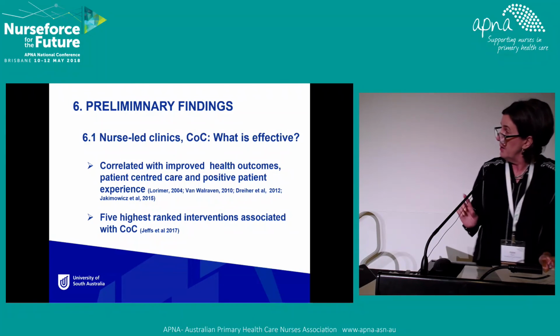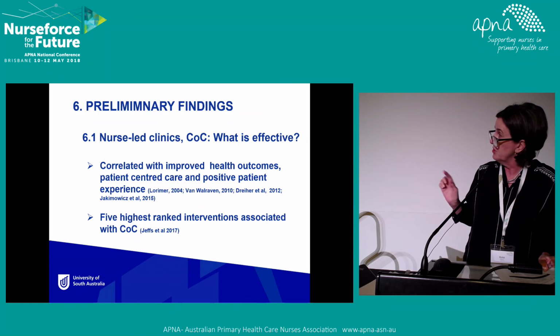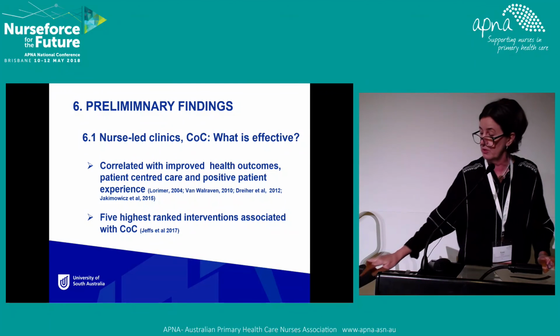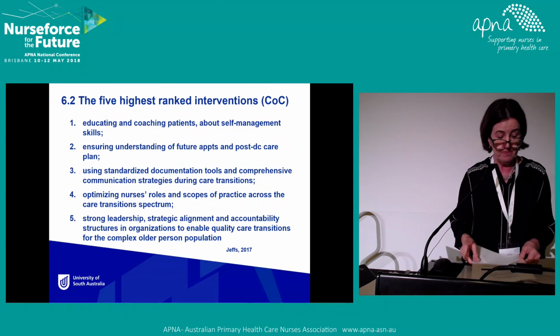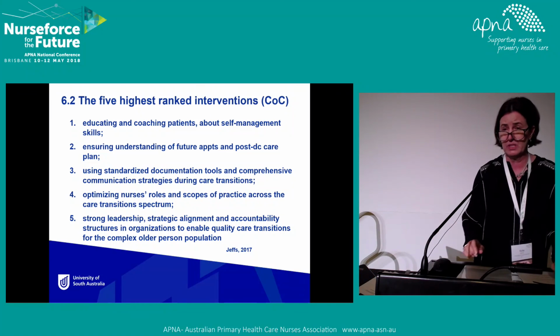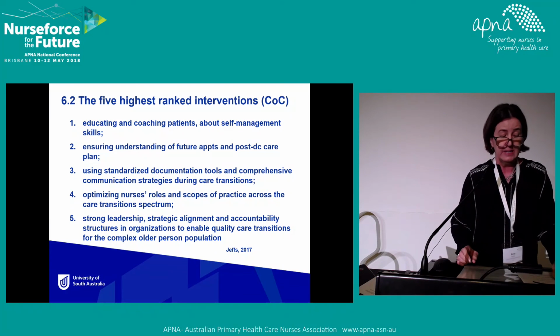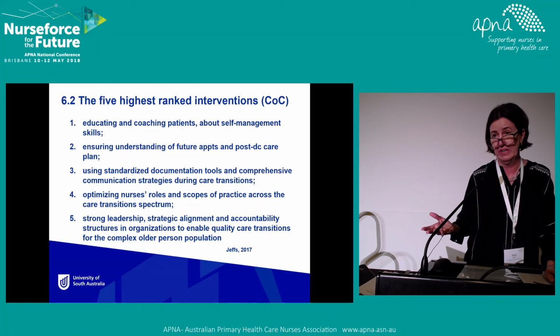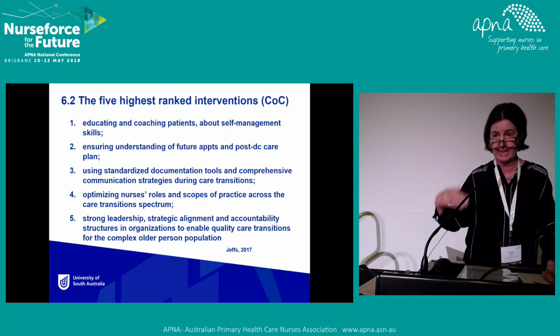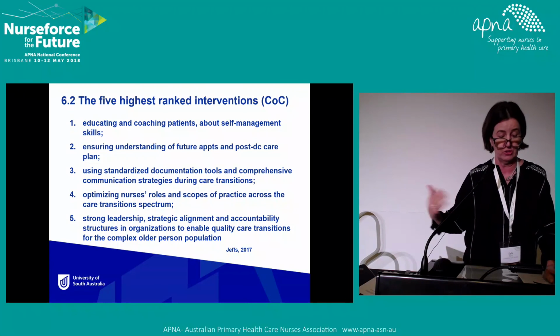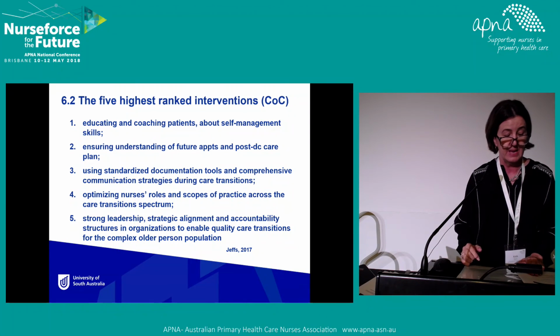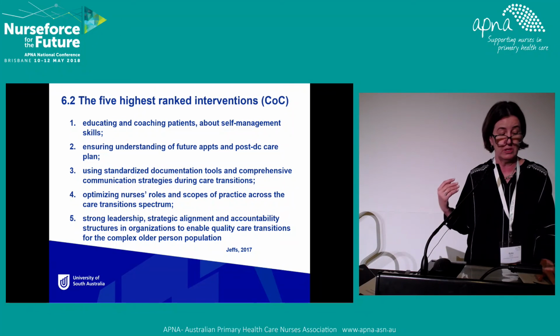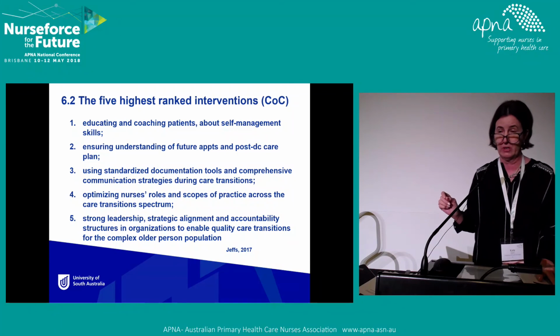Following on from that, Jeff's article found that 5 of the highest ranked interventions associated with continuity of care were, no surprise, all of these sorts of things that practice nurses do, such as educating, coaching, and motivational interviewing. The communication is really important. Patients rank it as number 1, that you understand their individual needs and can feed back to them what it is, and that you do that joint work together. Also standardised documentation tools and comprehensive communication strategies during care transitions.